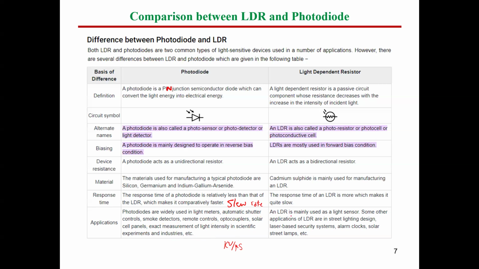For an LDR, guys, it's mainly used as a light sensor. So the main application for the LDR is the light sensor. Another application of the LDR is in street light design. We use it in a street light in order to turn the street lights on or off: if the daylight starts, we need to turn off the street lights. So the LDR is mainly used in this type of application. So this is a quick comparison between the LDR and the photodiode.